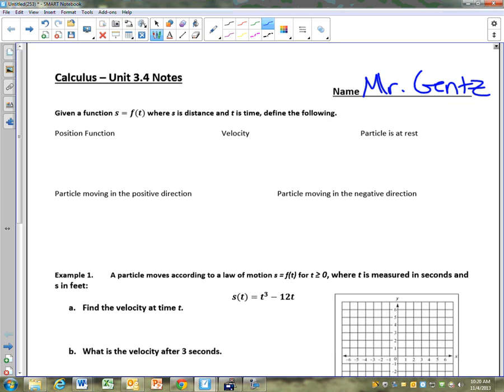Okay. So let's look at unit 3.4. It says rate of change in the natural and social sciences.